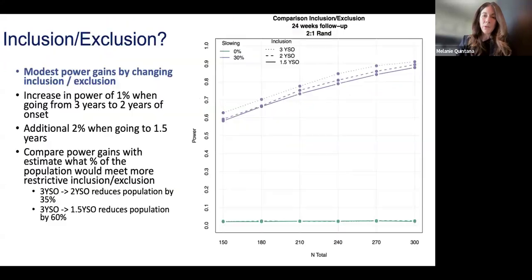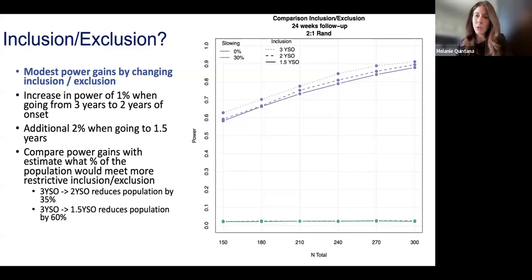Another example of how we could use these simulations is to better understand our inclusion and exclusion criteria. As I said at the beginning, every clinical trial, people want to go after the fastest progressors, but that can also tend to increase the variability. And so what we actually see is that when you go from, say, a study that includes the broader population of those within 3 years of onset, and limit that down to, say, those within 1.5 years of onset, you really only increase power by about 3-4% most.